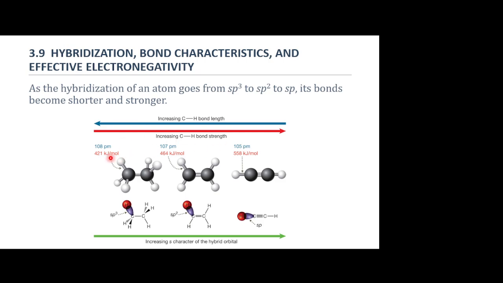And the energy, it takes 421 kilojoules per mole to break this. That's 464, and then 558. It's a noticeable difference, but keep in mind, if you're talking completely different atoms, this is not that big of a difference. So carbon-carbon, though, it's a significant difference.